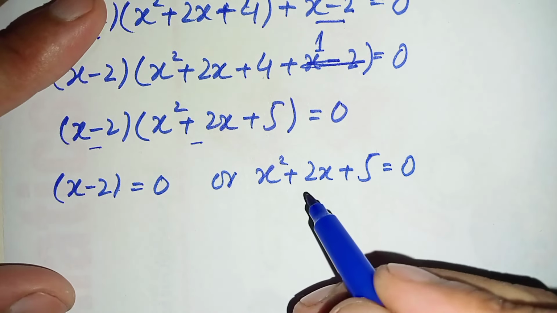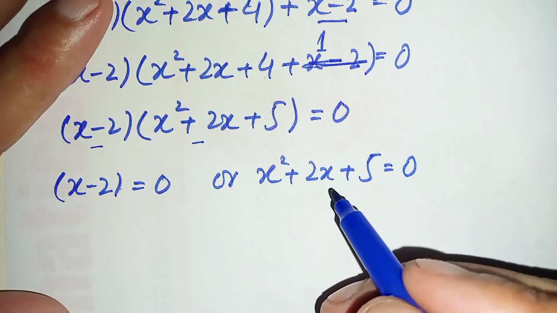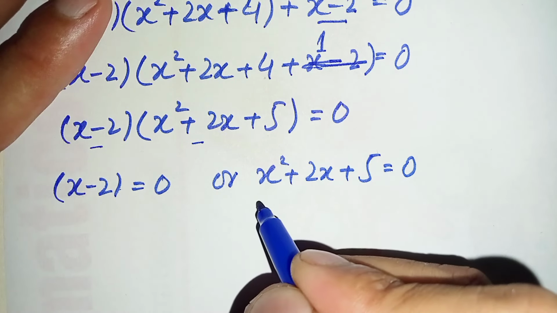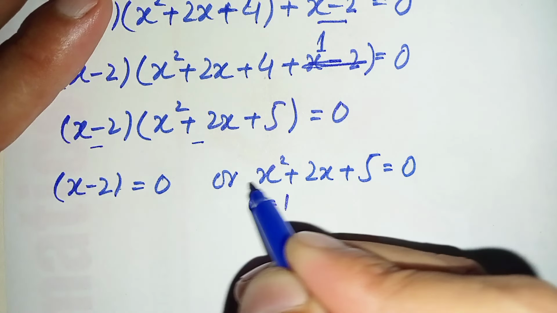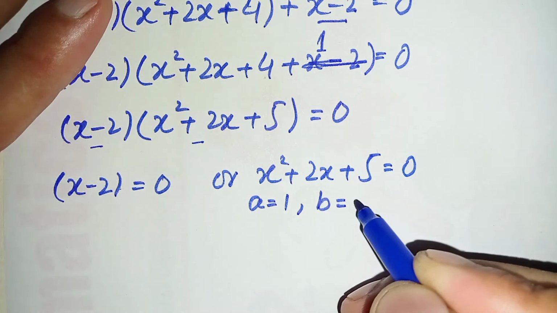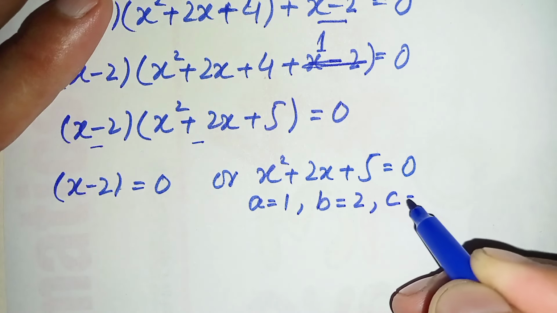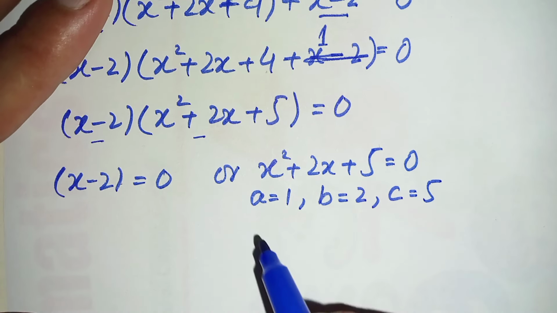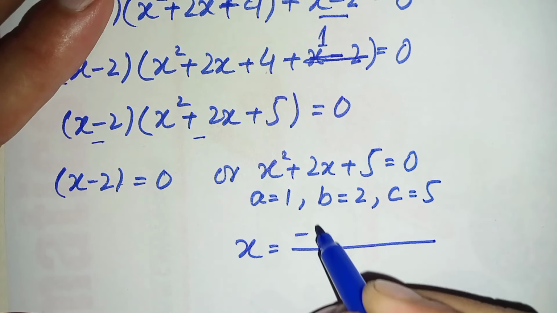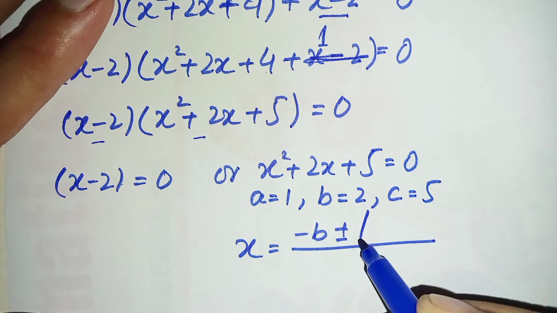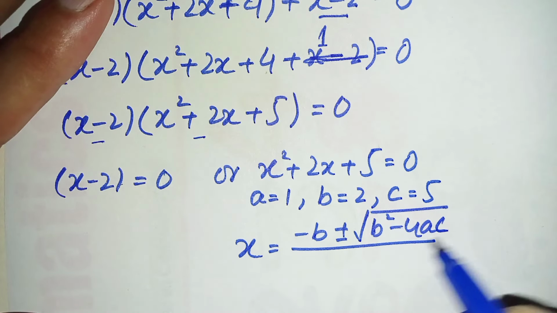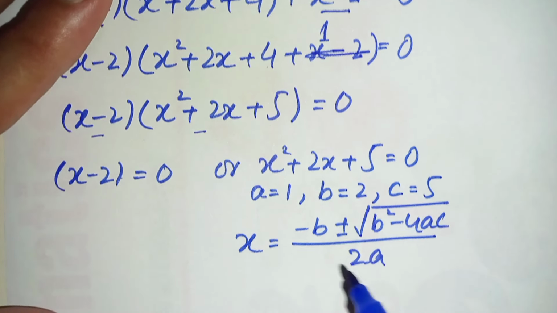Now here first we will solve this one equation. So here we will use the quadratic formula because it cannot be solved by factorization method. And to use the quadratic formula, first we will write the values of a, b and c. The value of a is the coefficient of x square. The value of b is the coefficient of x, and the value of c is this constant number. The quadratic formula is x is equal to minus b plus minus square root of b square minus 4ac divided by 2a.